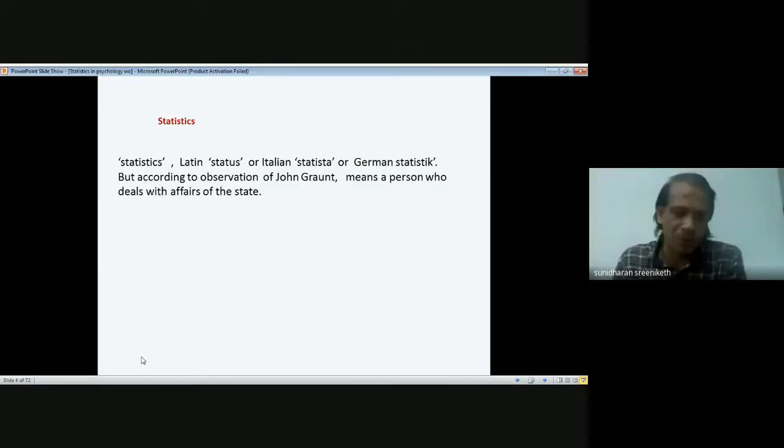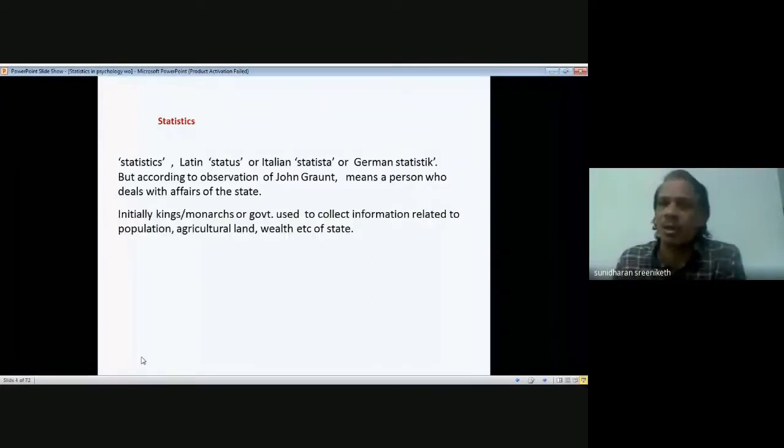But according to the observation of a great philosopher and scientist, John Crond, it means a person who deals with the affairs of state. As we know, initially kings, monarchs or governments used to collect information related to the population, agricultural land, wealth, etc. of any state or country. So government officials were collecting information related to population, agriculture, and wealth of the people in a society.